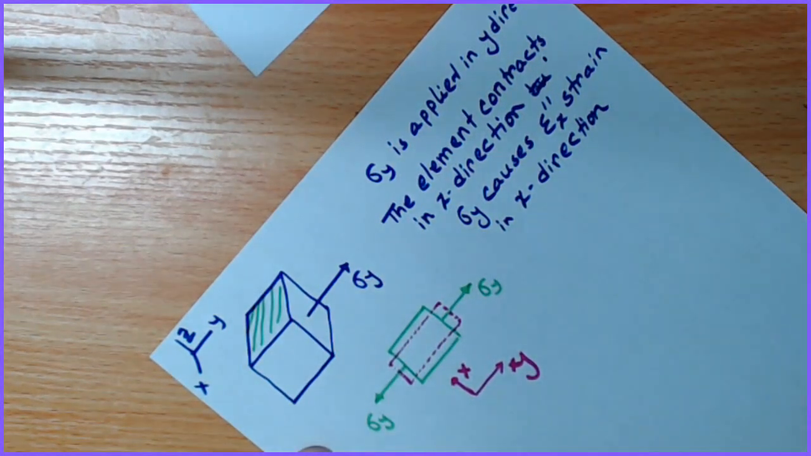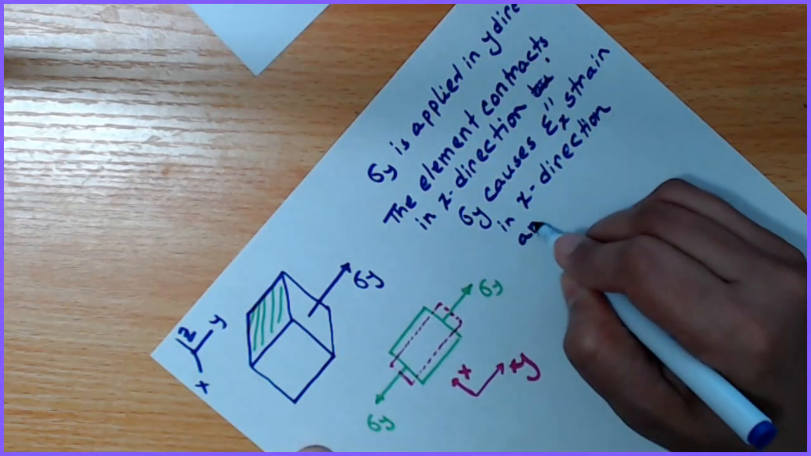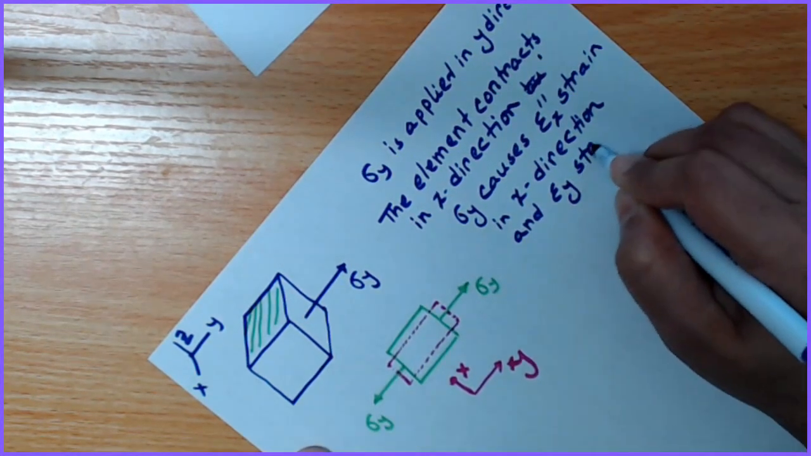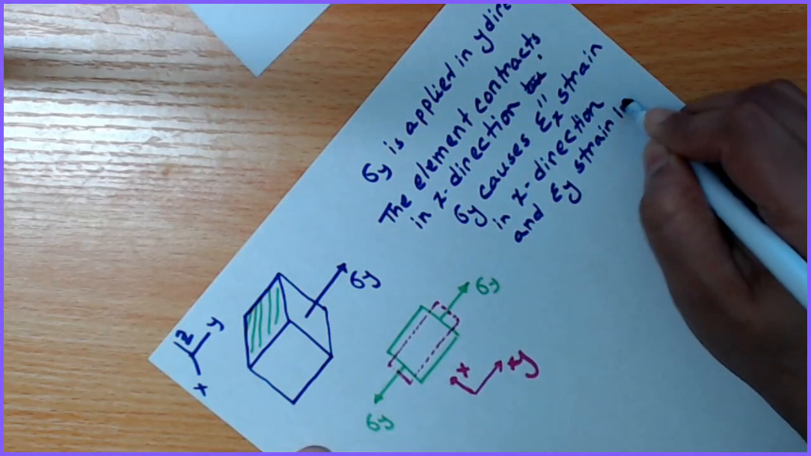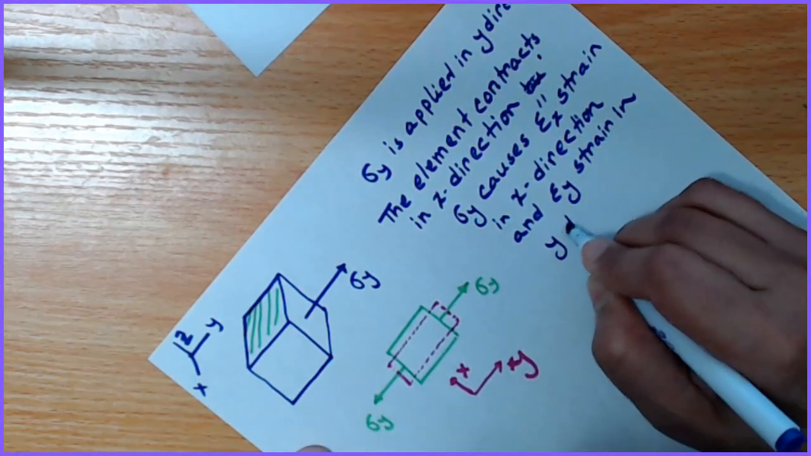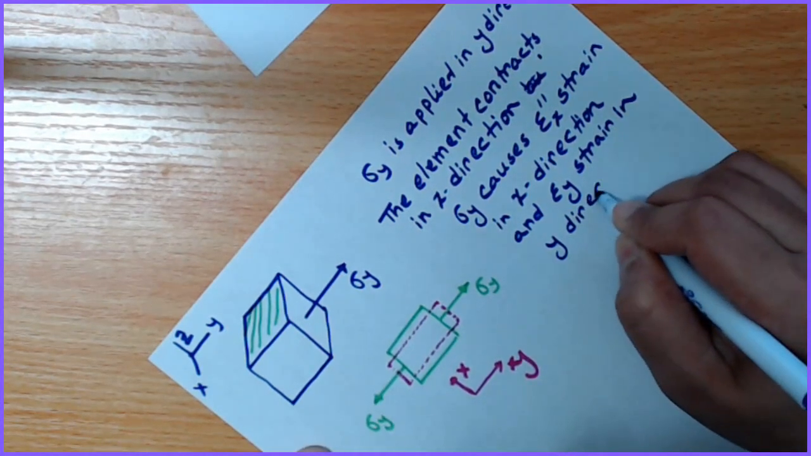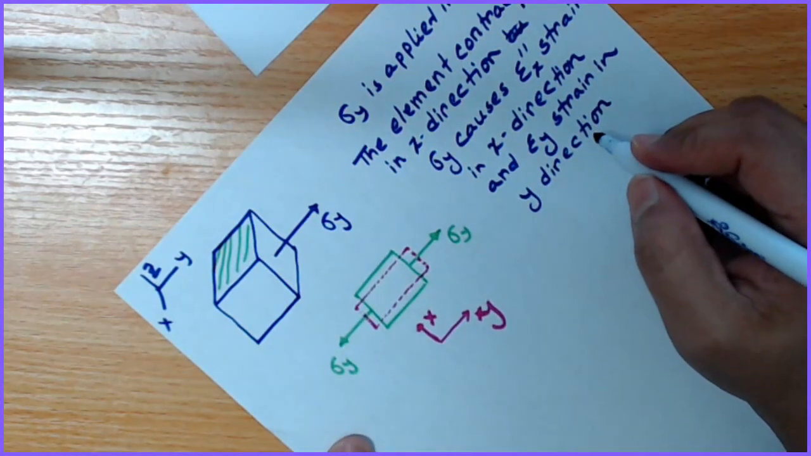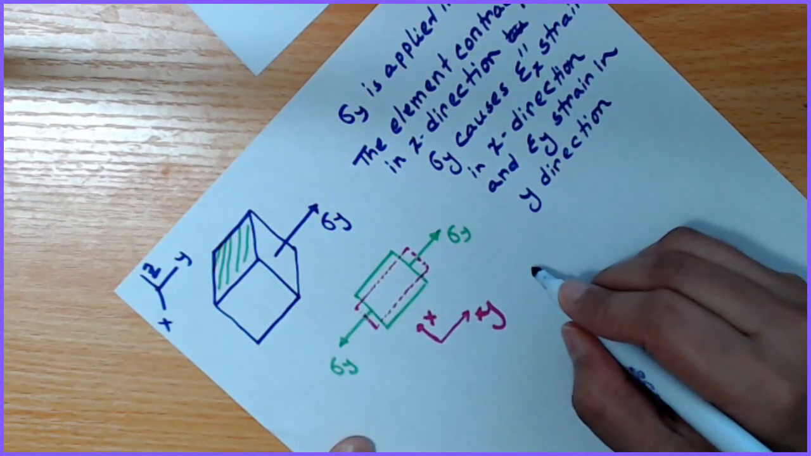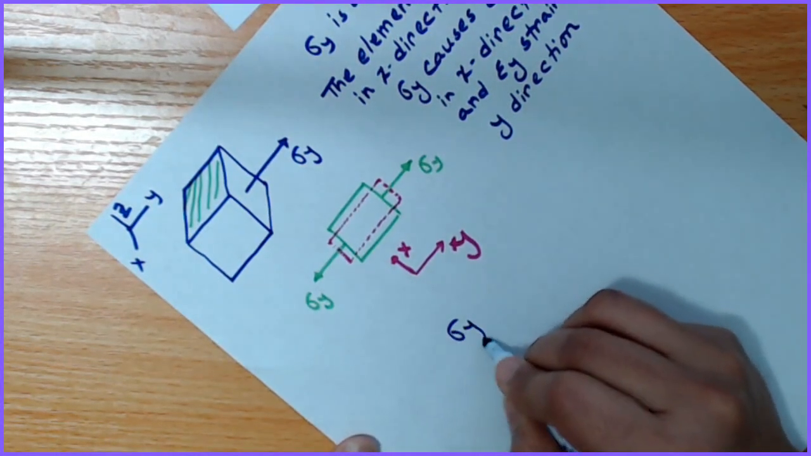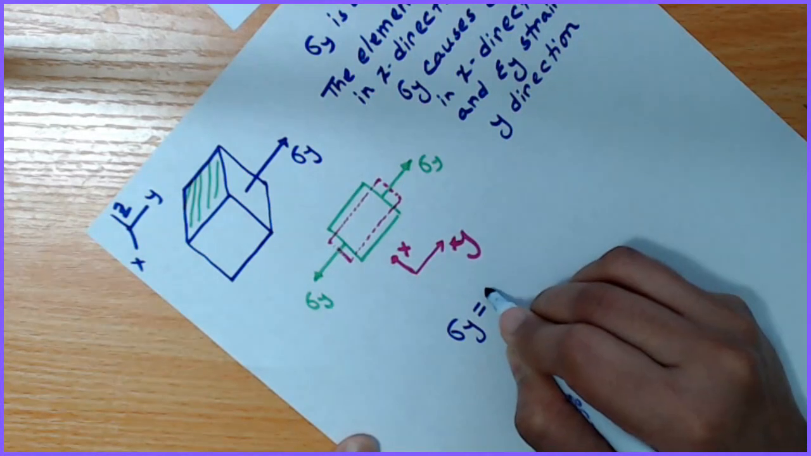Okay, and epsilon y is the strain in y direction. Okay, so if I write the Hooke's law here, I can say sigma y equal to E epsilon y, right?